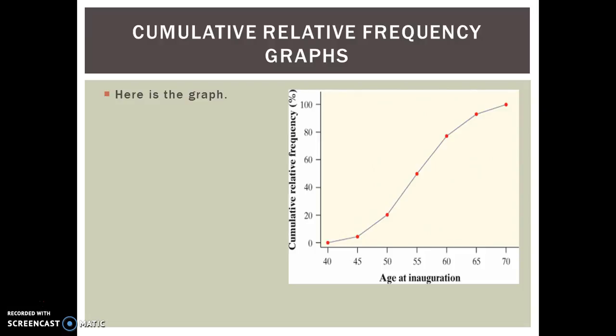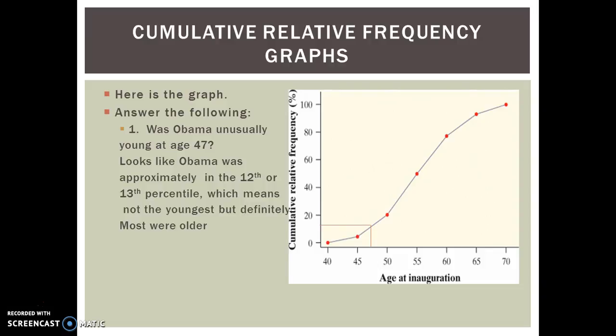Now from this I can answer and ask a multitude of questions. So the first question is, was Obama unusually young at the age of 47? So I would go to 47 at the age, and then I would go over till I get to the cumulative relative frequency. It looks like Obama was approximately in the 12th or 13th percentile, which means not the youngest, but definitely not the oldest. Okay, most were older than him. So I would say, yes, that's a little unusual.